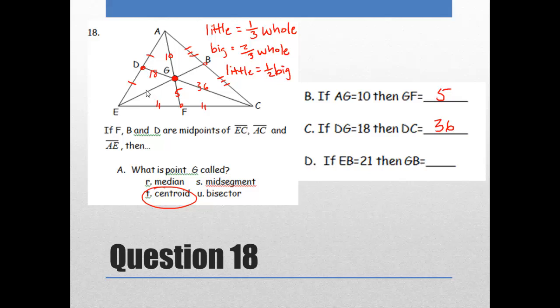And over here it says EB is 21. EB is the whole. So if the whole thing is 21, what is GB, the smaller one? Well, the little segment, GB, equals 1/3 of the whole, EB. So GB equals 1/3 of 21. 21 divided by 3 is 7. So that's 7, this is 14, even though it doesn't ask. So GB is 7. Alright, good stuff.